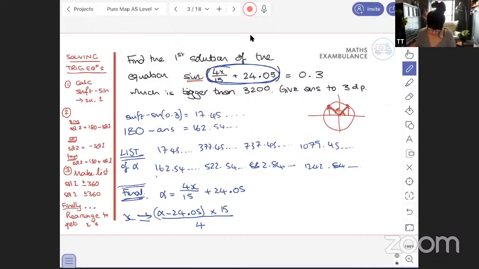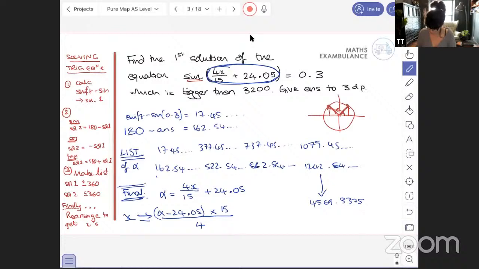Let's just try some. I'll try that 1242 first. Keep lots of decimal places. Don't do premature rounding. Take off the 24.05, times it by 15, divide it by 4. I get 4,569.3375. That's what that one turns into. Okay, that's bigger than 3,200. I'll try the next one down.